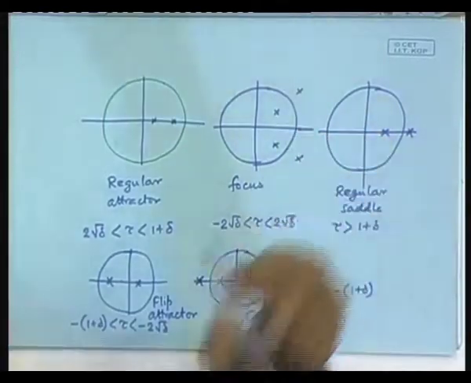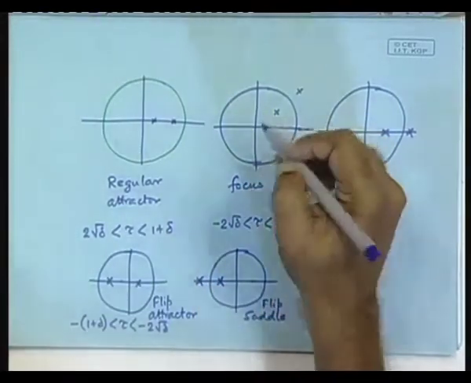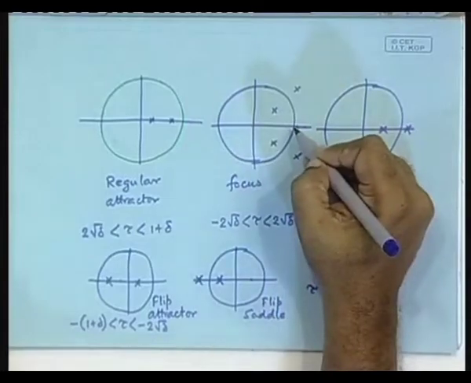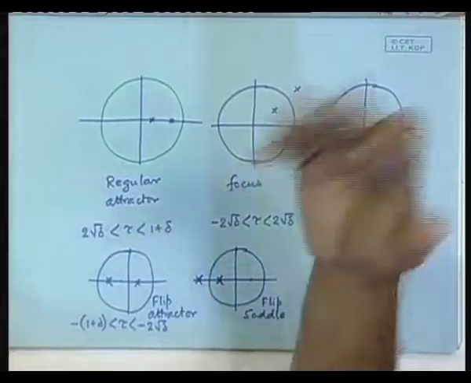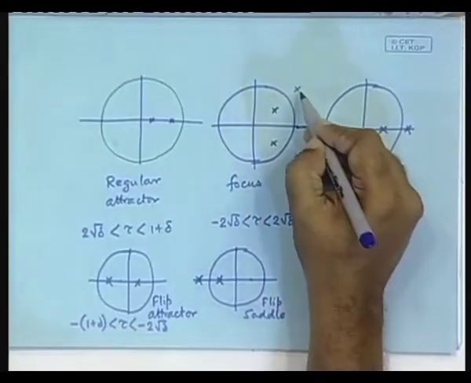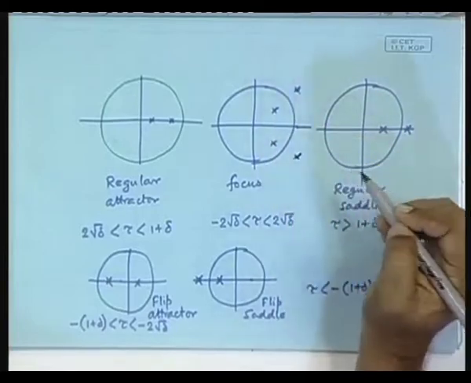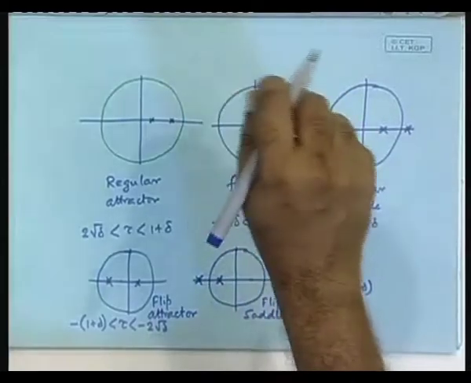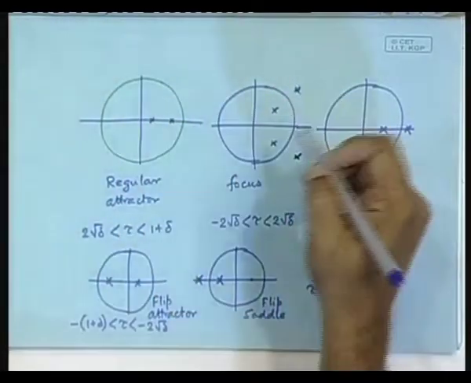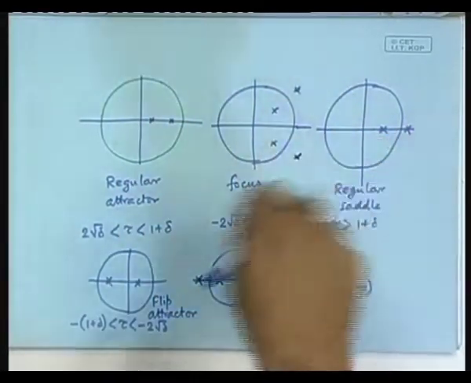So, when the determinant delta is exactly 1, it should lie on the unit circle. But if the determinant is less than 1, it is actually a dissipative system and the eigenvalues will be inside, and if it is greater than 1, it will be outside. If it is greater than 1, it is an unstable focus where the orbit will be spiraling outwards, while if they are inside, it will be spiraling inwards.